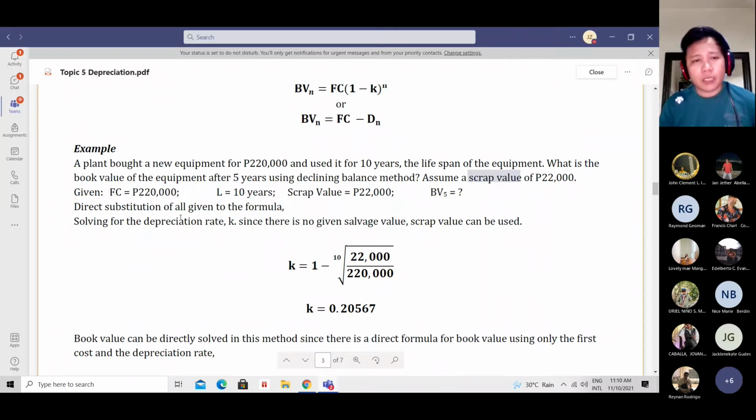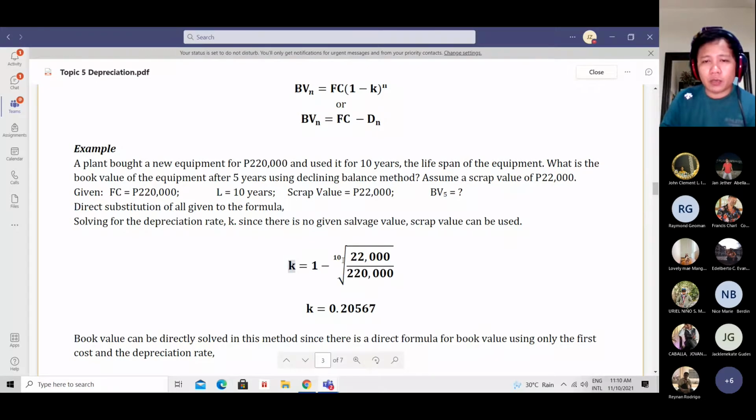Okay, so for this one, given you have the first cost, 220,000 pesos. You have the life of 10 years, scrap value of 22,000 pesos, and we need the book value after 5 years. So for this one, okay, direct substitution again. Again, this topic is just direct substitution as long as you know the formula. You can directly substitute everything. So since the declining balance method is dependent on the depreciation rate, you have to solve first for the depreciation rate K.